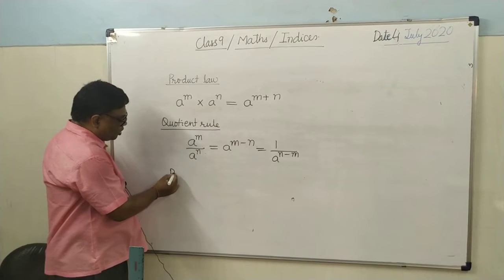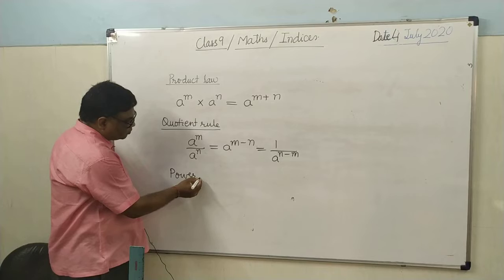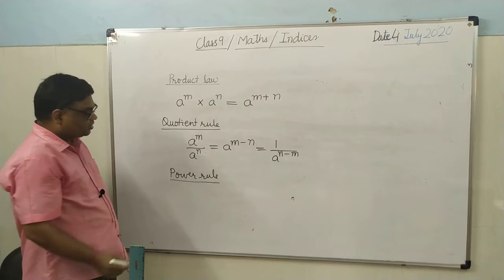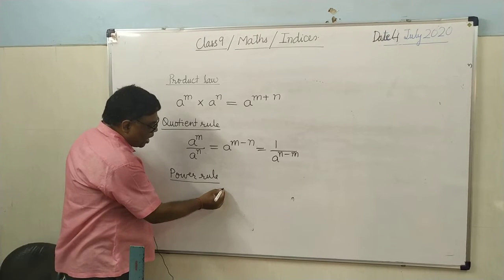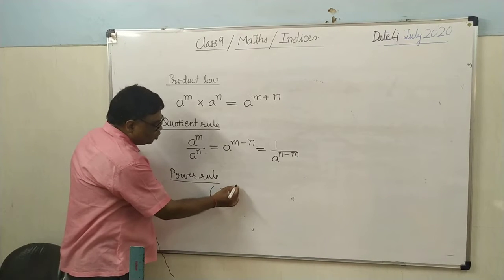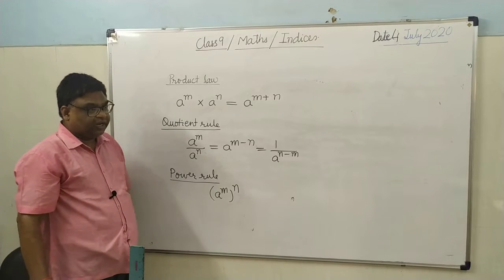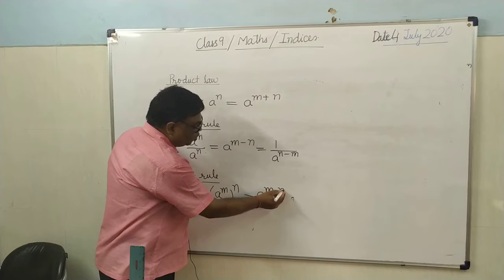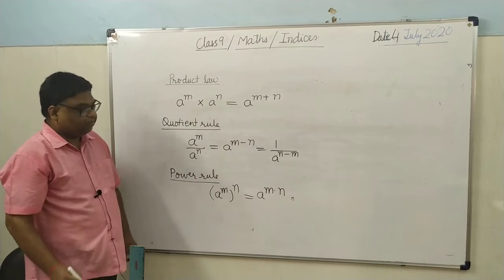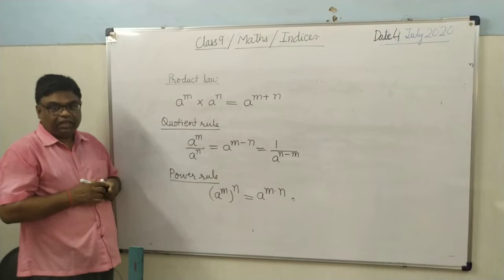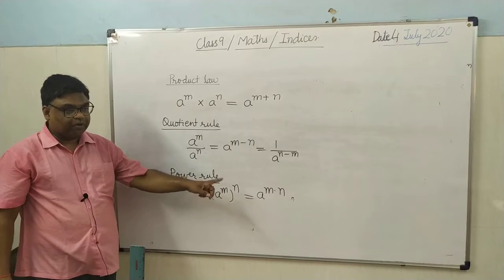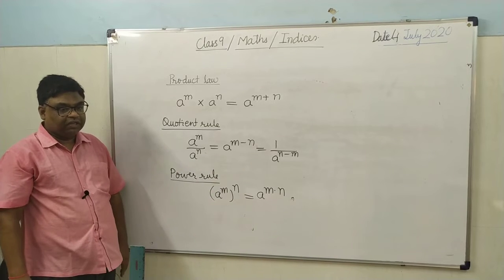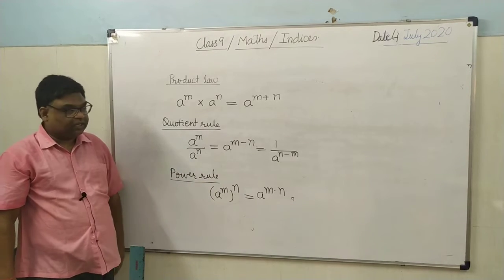Then there is the power rule. The power rule is regarding successive powers. Successive powers means power over power. a to the power m whole to the power n will be equal to what? a to the power m into n. It's clear? If there is power over power, then both the powers will multiply. Both the exponents will multiply.